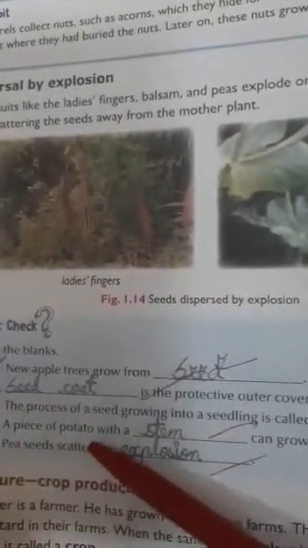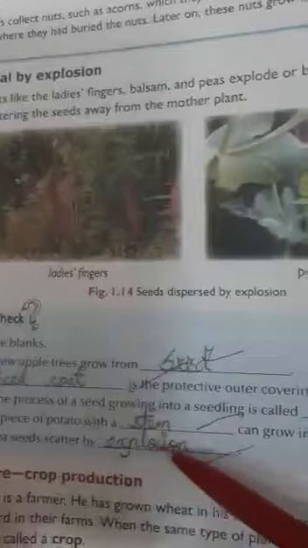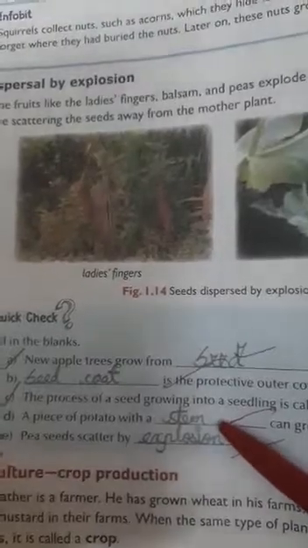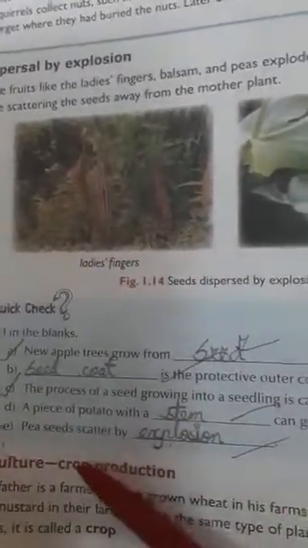Now, a piece of potato with a dash can grow into a new plant. So, from where does the potato plant grow? From the stem. Remember, potato, stem. Pea seeds scatter by explosion. Just now we have seen that.